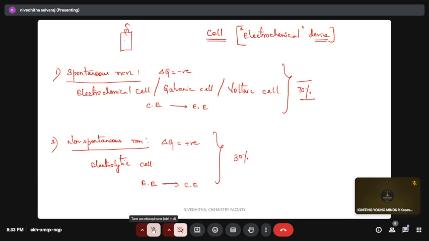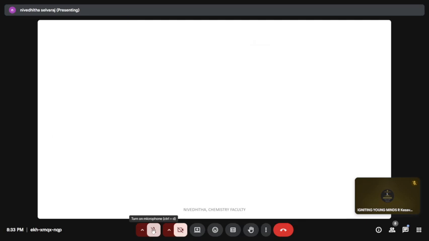In both the cells, be it an electrochemical cell or an electrolytic cell, I'm talking about a redox reaction. Okay, what is a redox reaction? Have you guys heard about redox reaction? Yes, ma'am. What is redox reaction? Both oxidation and reduction take place simultaneously, ma'am. Very good. What is oxidation? What is reduction?